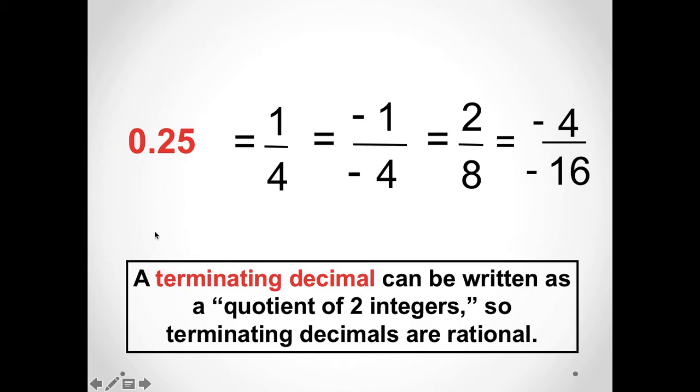So it is called a terminating decimal, and it can be written as a quotient of 2 integers. So terminating decimals are rational numbers. It can be written as positive or negative. So it is called a rational number.